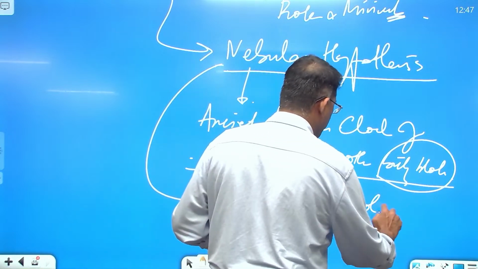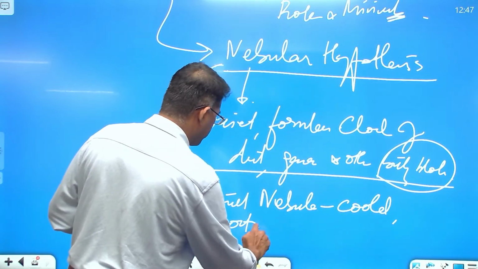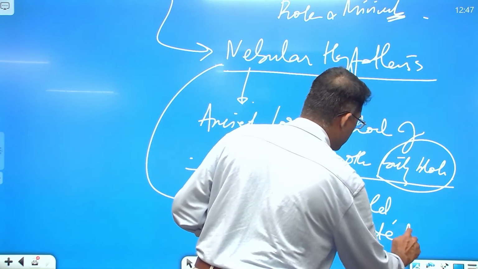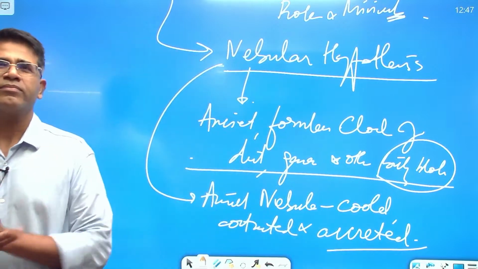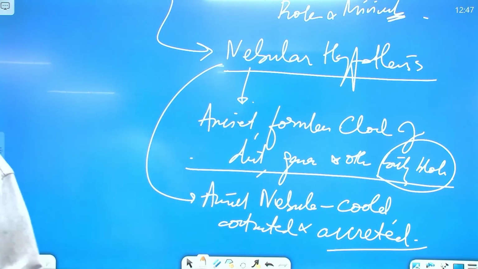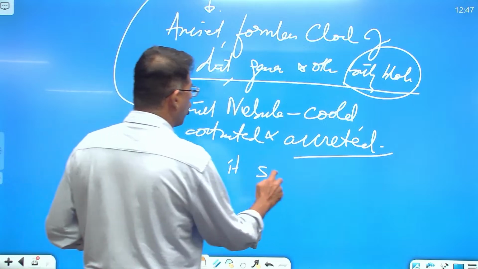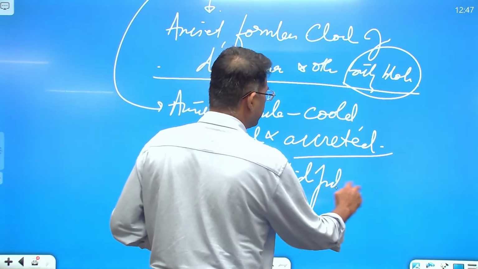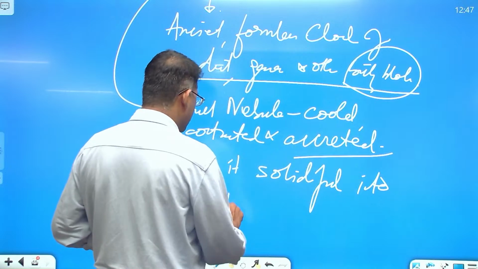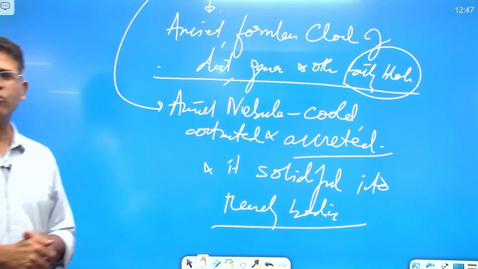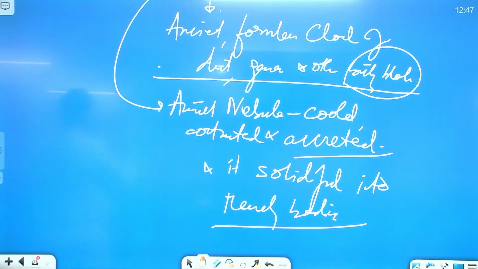it cooled, it contracted and it accreted. Accretion means become solid. The ancient nebula cooled. The ancient nebula contracted, means it became smaller. It contracts. It accreted and it solidified into the heavenly bodies. The nebula, which is an ancient cloud of dust particles, it cools down.